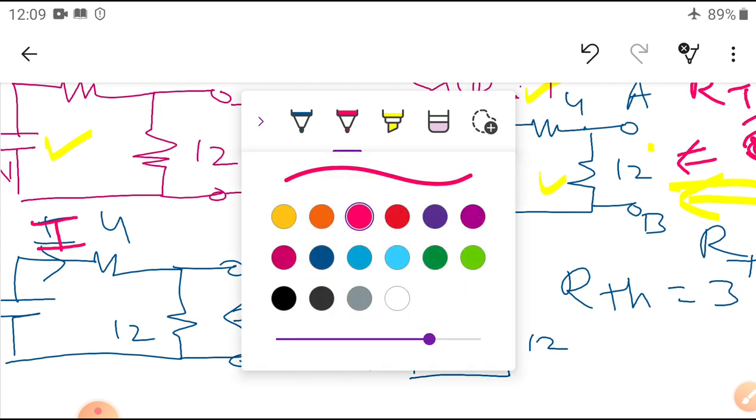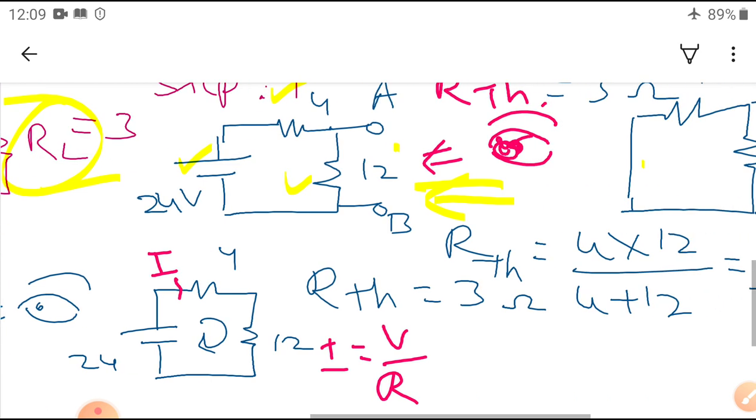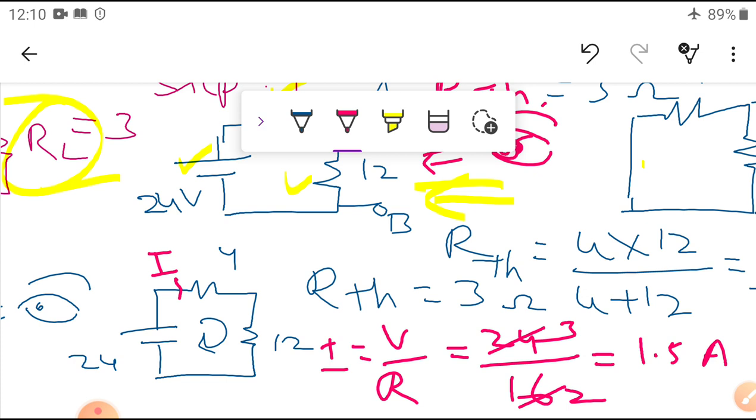The current value is equal to I, and I is equal to V by R. Now what is V here? V is equal to 24 divided by R equivalent, which is 4 plus 12, that is 16. That is, 8 2s are 16, 8 3s are 24. That is equal to 1.5 amperes current flowing. Now we find the current in the circuit: 1.5 amperes is flowing in the circuit.